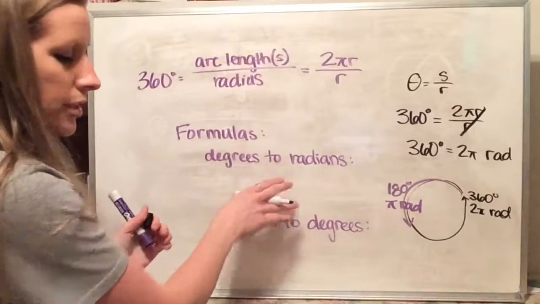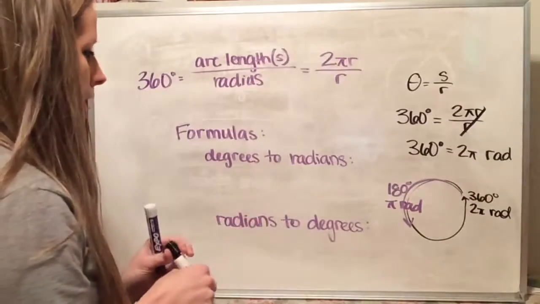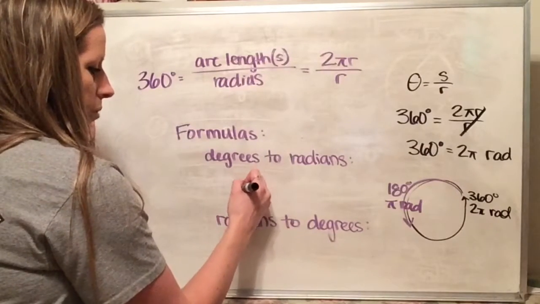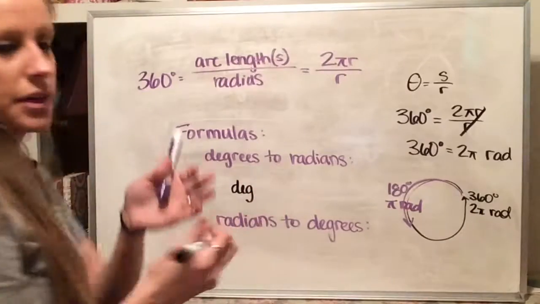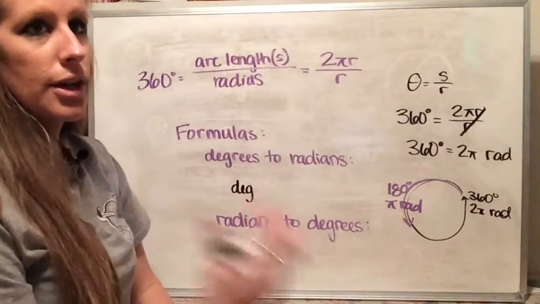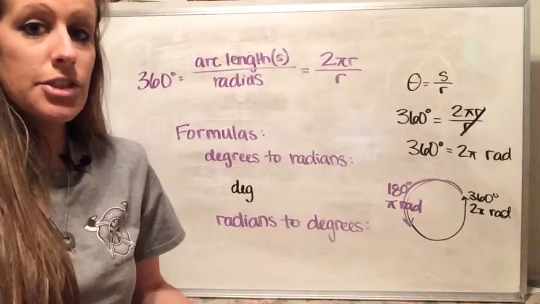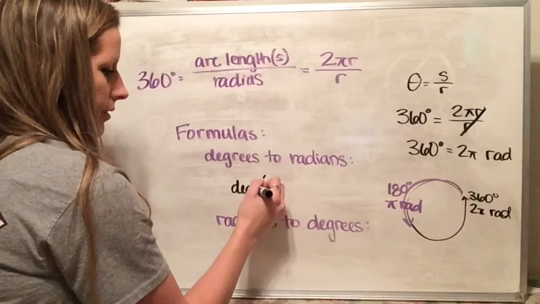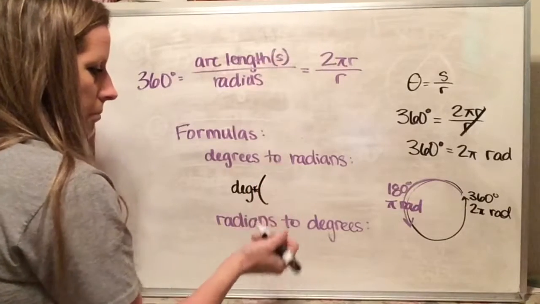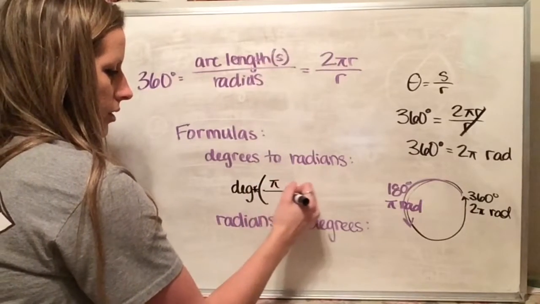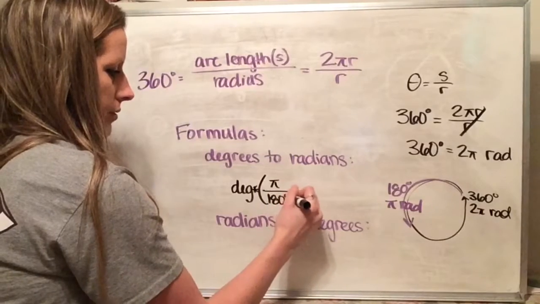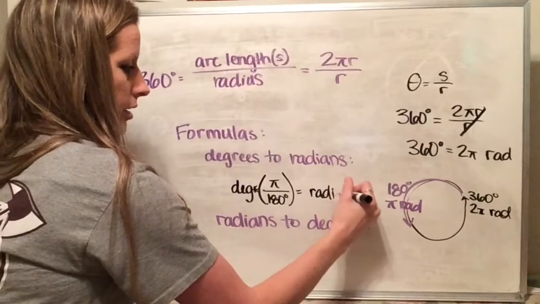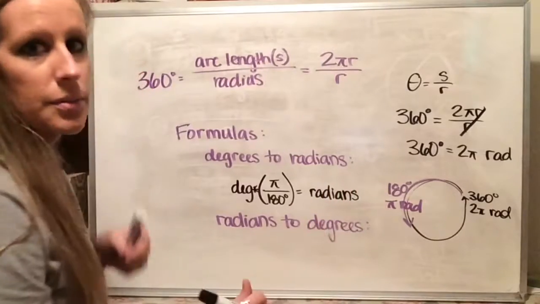So on the formulas box off to the right side, if I'm going to go from degrees to radians, I'm going to take my degrees, whatever it gives me. If it gives me 270 degrees and wants me to change it to radians, I'm going to take that and multiply it by pi over 180 degrees. And that's going to give me the measurement in radians. And I'll show you some examples here in a second.